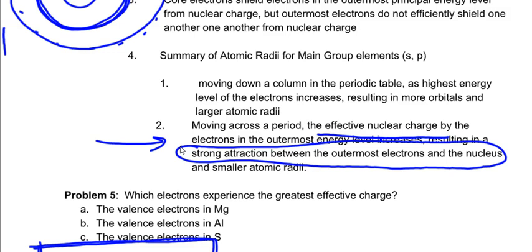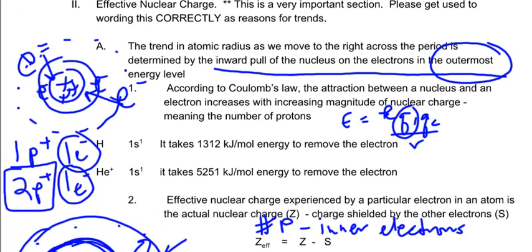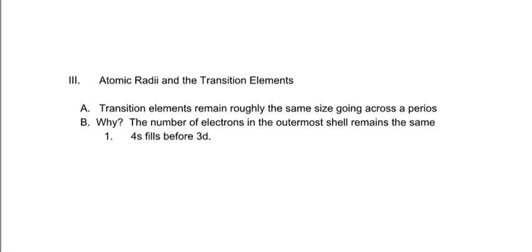The closer you are, the harder to separate, and that's what we were looking at when we saw the energy it takes to remove. The greater the attraction, the harder it is to remove that electron, and that's what the effective nuclear charge is all about. Let's go on to the next section, or I'm sorry, the next page. Okay, we're not done yet.